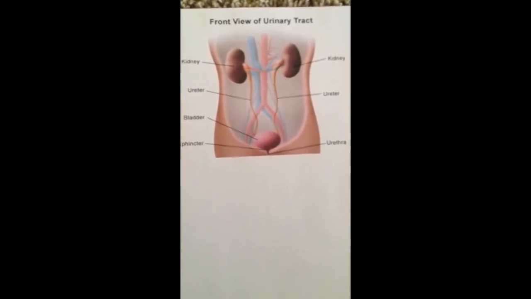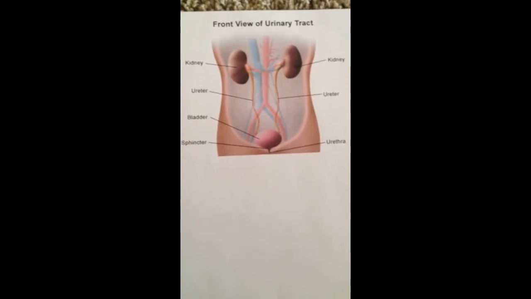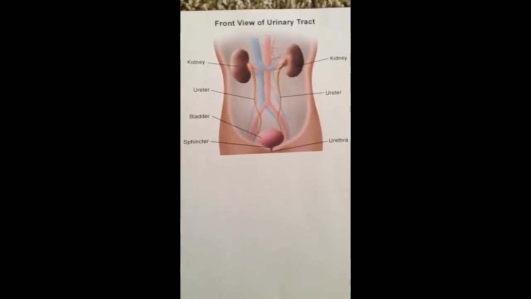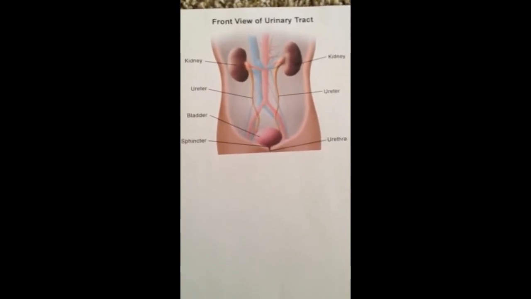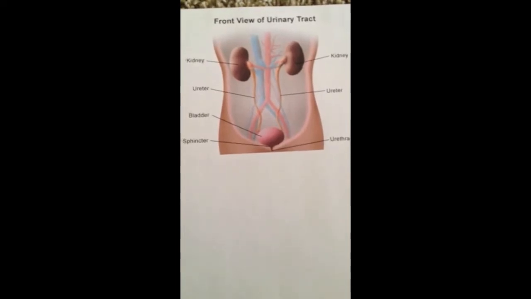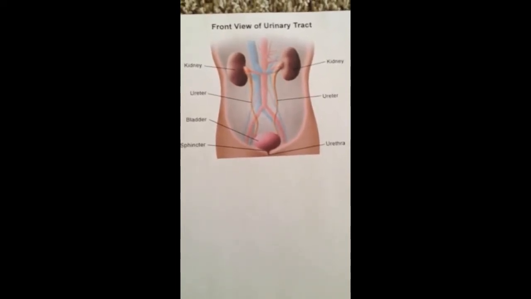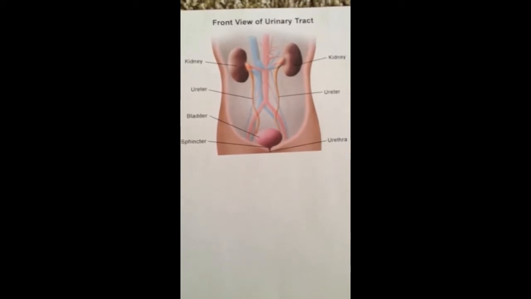Urine goes from the kidneys through the ureters, which are tubes of smooth muscles, into the urinary bladder, where the urine is stored. The urine exits the body through the urethra. If your kidneys fail, you will have to go to dialysis, which is an artificial way to filter your blood.